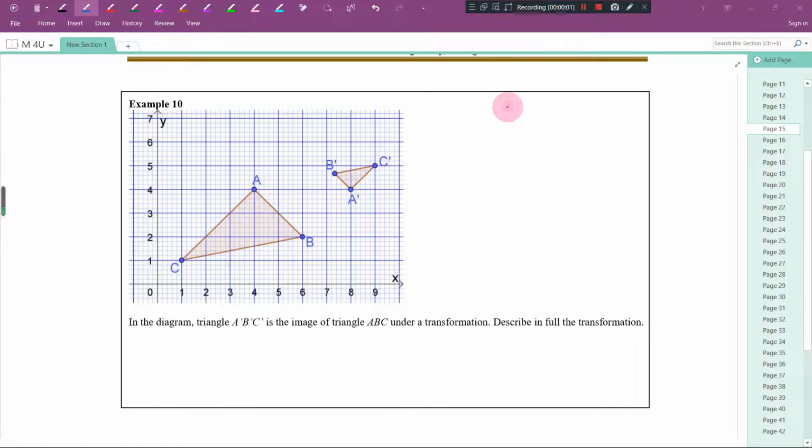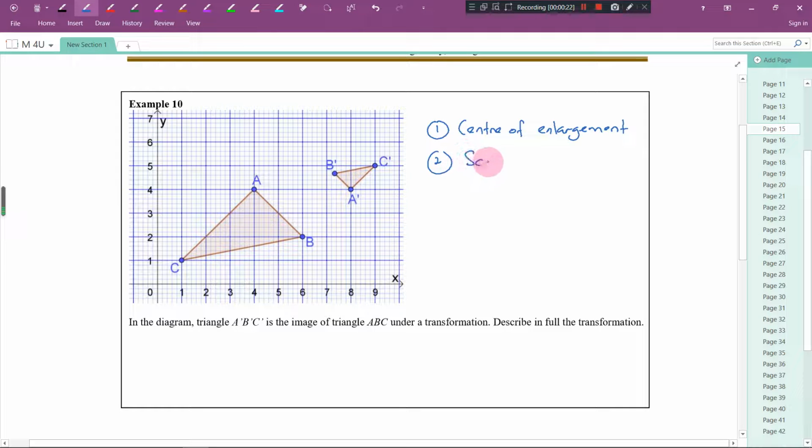Hi everybody, in this video let's look at how to describe an enlargement and also how to draw the image for an enlargement. To describe an enlargement we need to mention two things. First is the center of enlargement. Second is the scale factor.